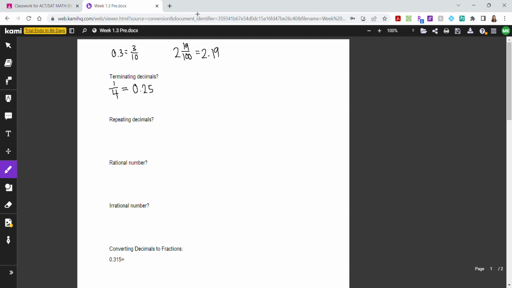Another example of a terminating decimal is, we'll take again 3 over 10, which is 0.3, right? There's nothing going past the 3. It's 0.3 and that's it. It's just fixed like that.